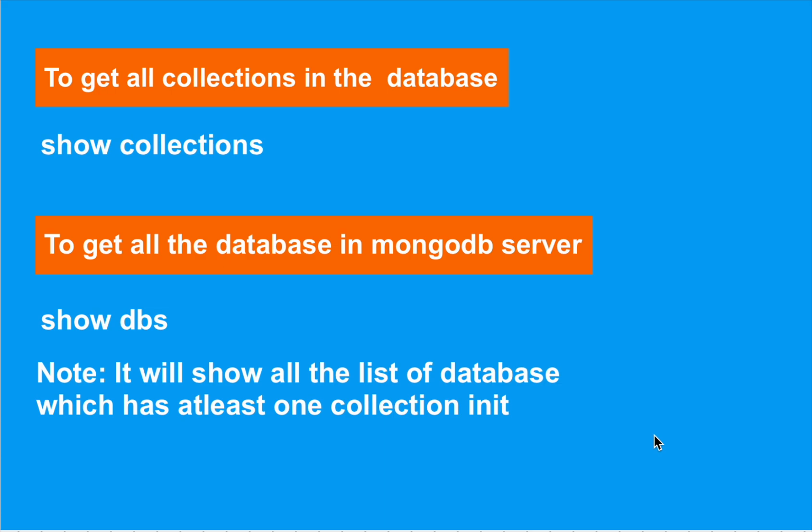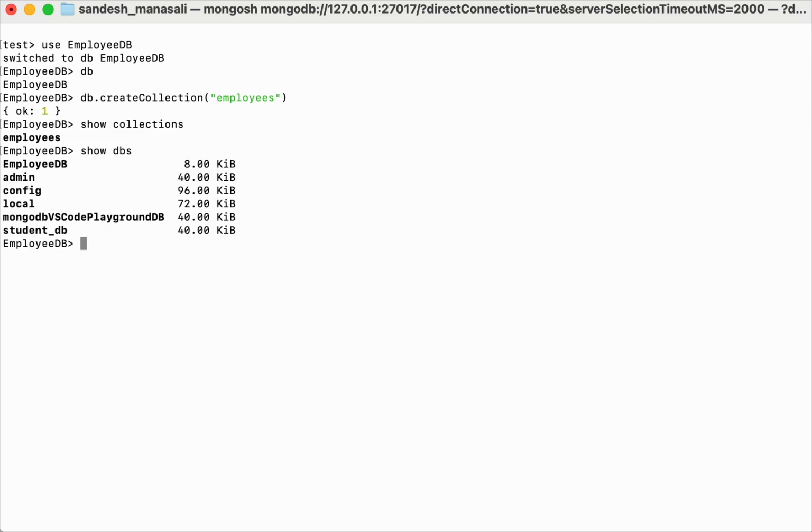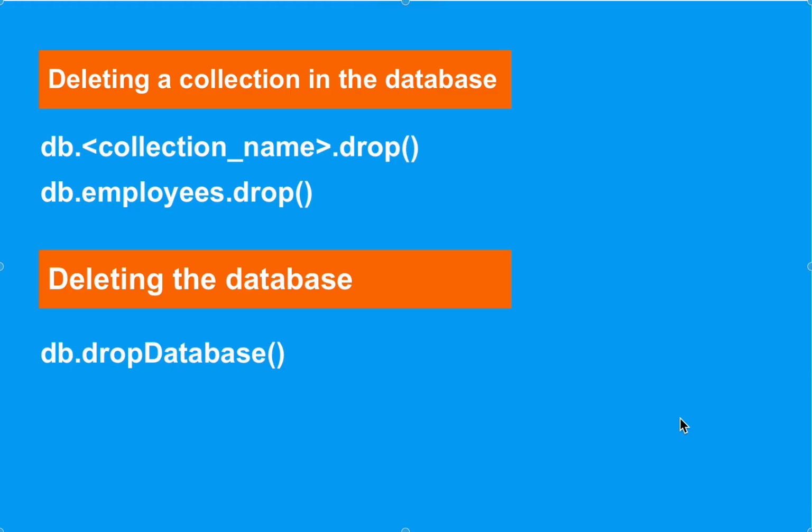Next, to get all the databases which are saved in the MongoDB server, we have to run the command show dbs. Note, it will show the list of databases which have at least one collection in them. Inside the MongoDB shell, run the command show dbs and press enter. It will show the list of databases along with their size. It has employeeDB, studentDB and admin, etc. Next command.